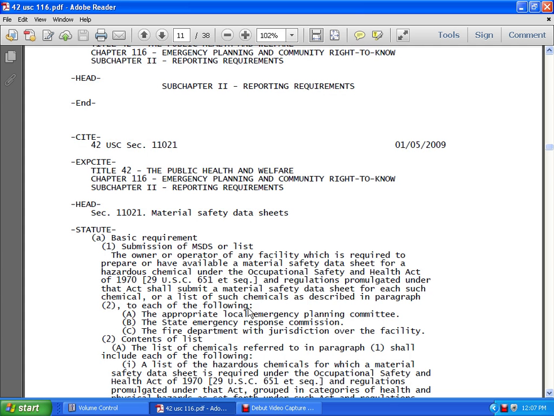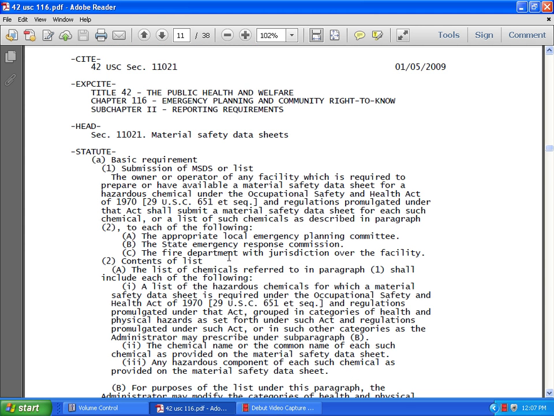The contents of the list. A list of chemicals referred to in paragraph 1 should include each of the following: A, (i) a list of hazardous chemicals for which a material safety data sheet is required under the Occupational Safety and Health Act of 1970, Title 29 United States Code 651, and regulations promulgated under the Act, grouped in categories of health and physical hazards as set forth under such regulations, or in such other categories as the Administrator may prescribe under subparagraph B; (ii) the chemical name or the common name of each chemical as provided by the material safety data sheet; and (iii) any hazardous component of each chemical as provided by the material safety data sheet.